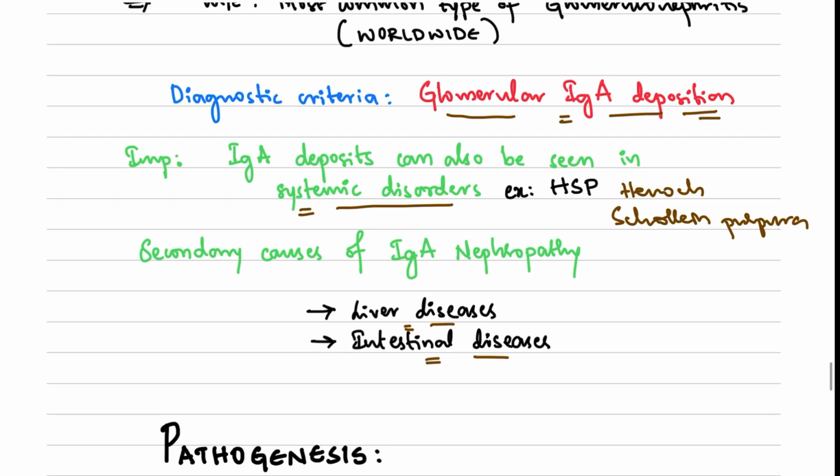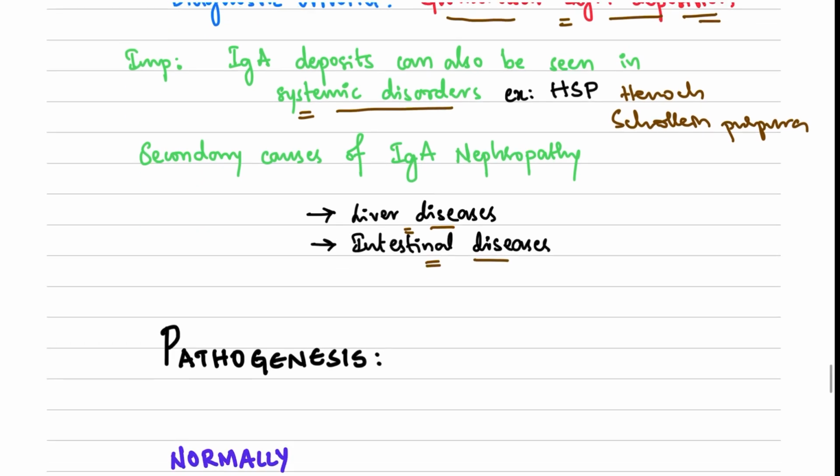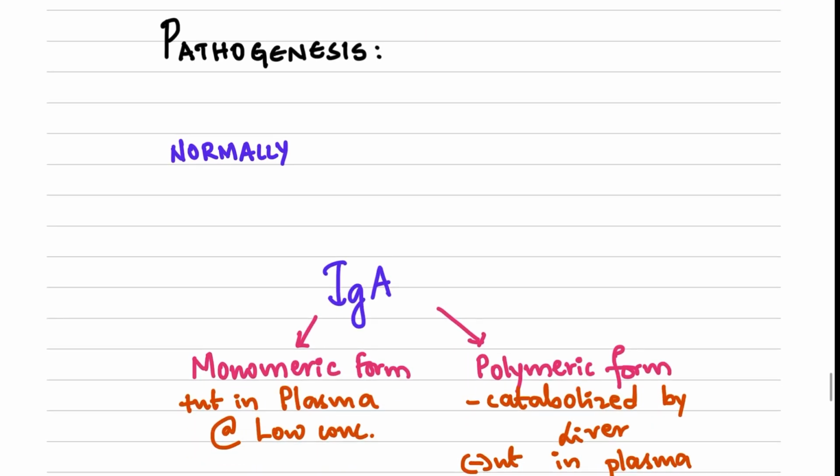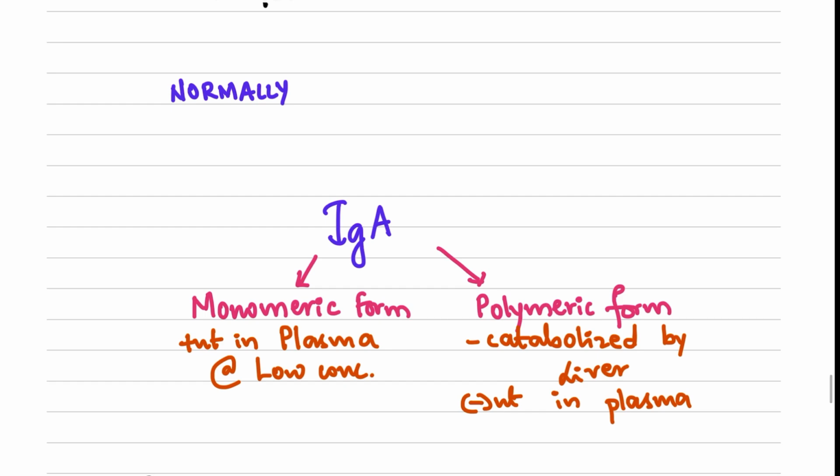Now let's understand the pathogenesis of IgA nephropathy. Okay, this is the most important point. Listen to me carefully. What happens? Normally, IgA is secreted in the mucosal lining of the respiratory tract, GI tract, as well as the urinary tract. And these are the main immunoglobulins secreted in the mucosal membrane.